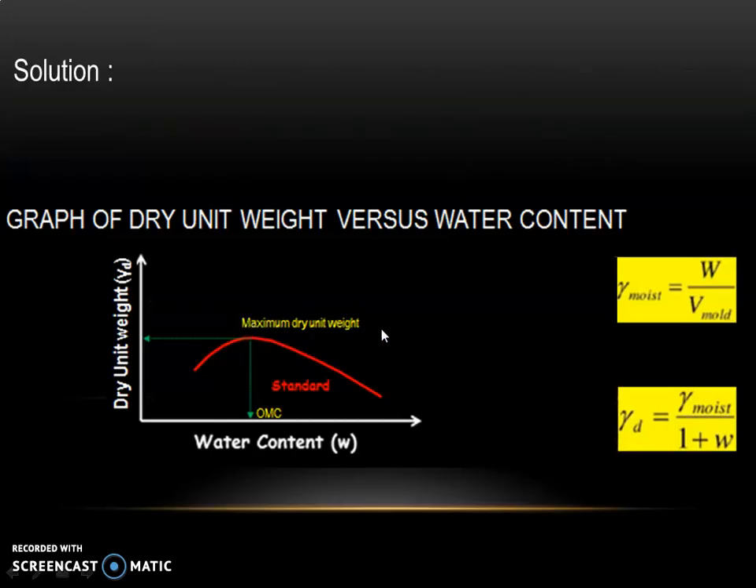To find the maximum dry unit weight and OMC, we need to plot a graph of dry unit weight versus water content. The values of water content for different trials are given in the problem, and we need to find the value of dry unit weight. We know the formula to find dry unit weight, that is gamma D is equal to gamma moist divided by 1 plus W, where W is water content. To find gamma moist, we need to know the weight of the sample and the volume of the mold.